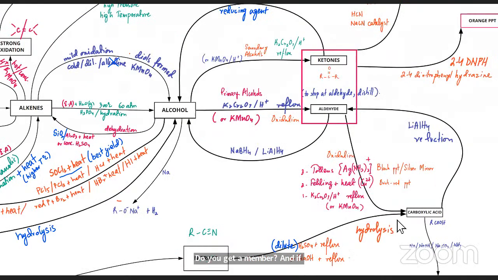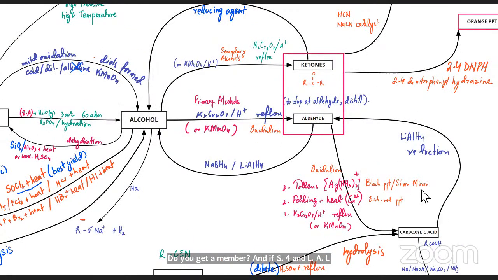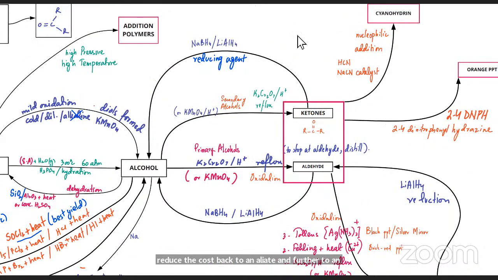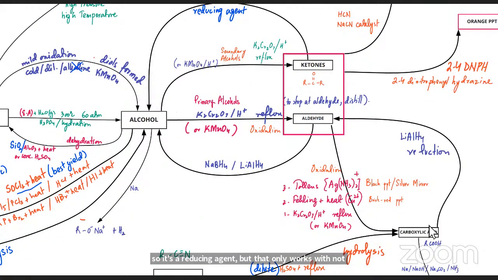Okay, remember NaBH4 and LiAlH4. They're both reducing agents. Only LiAlH4 is able to reduce a carboxylic acid back to an aldehyde and further to an alcohol. But NaBH4 can only work with either ketones or aldehydes. It's a reducing agent, but it's not going to work with carboxylic acids.